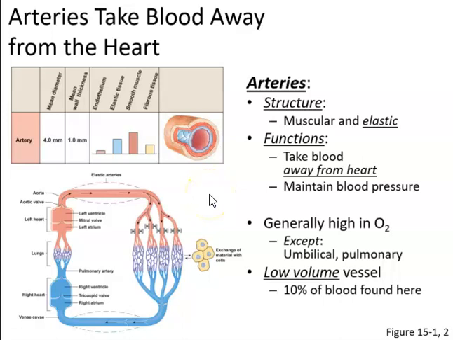So functions of the arteries: they take blood away from the heart and help to maintain blood pressure. Arteries are generally high in oxygen, except of course the umbilical arteries and the pulmonary arteries. And they are a low volume vessel, meaning only 10% of the volume of blood is found in our arteries, because the arteries are constantly transporting oxygenated blood to the tissues, to the rest of the body. So very low volume vessel.